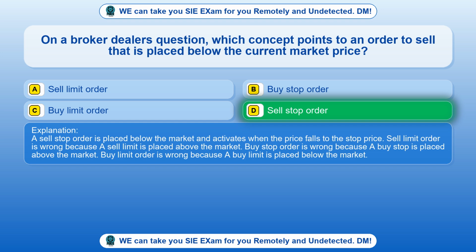A sell stop order is placed below the market and activates when the price falls to the stop price. Sell limit order is wrong because a sell limit is placed above the market. Buy stop order is wrong because a buy stop is placed above the market. Buy limit order is wrong because a buy limit is placed below the market.